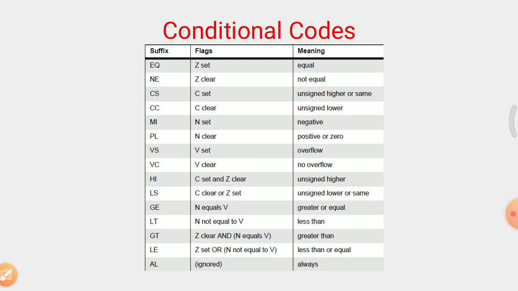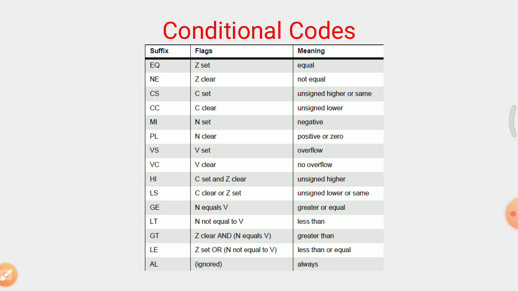Here are the conditional codes. I repeat, these are not instructions, rather these are conditional codes that are added to the instruction as a suffix. So if this condition is met, then only the instruction is going to execute the further operations.